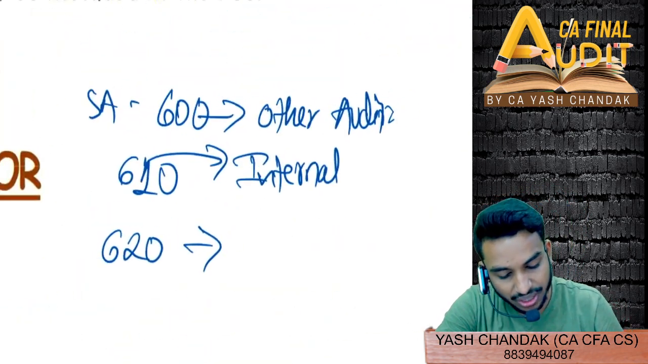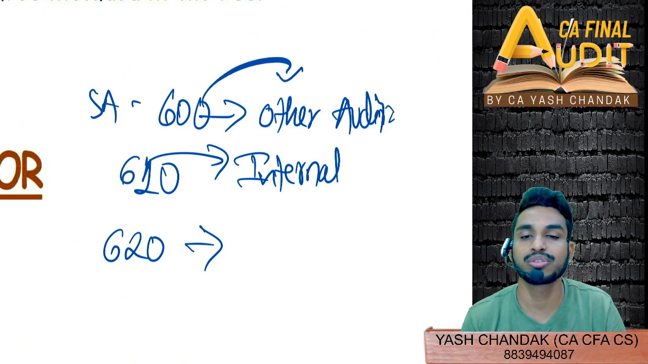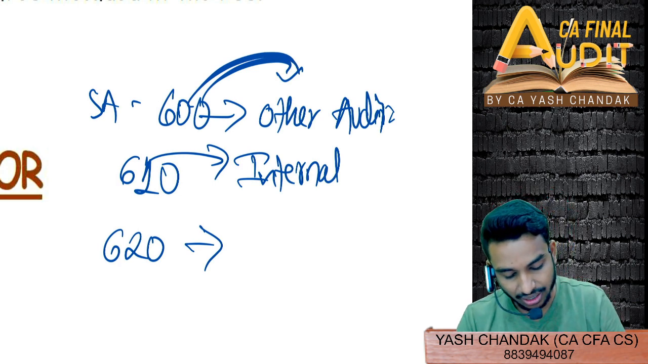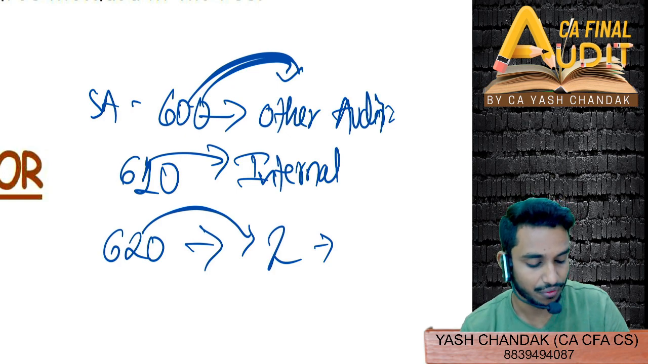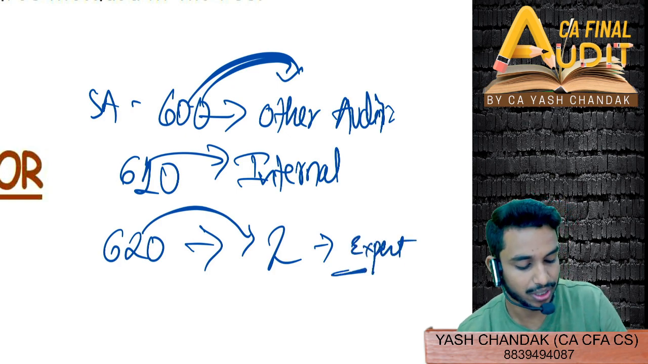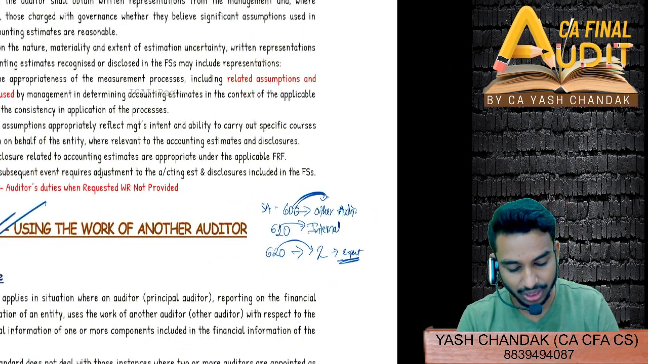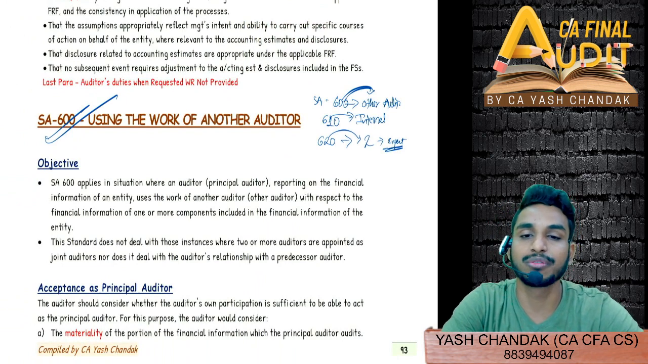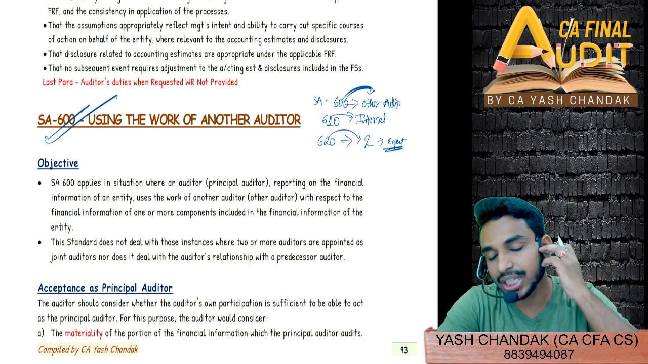Yes, so I was saying that in 600, 0 looks like O, so other auditor. In 610, 1 looks like I, therefore internal auditor, and 2 looks like a snake. Our 620 is using the work of an expert, and an expert will be any person other than the auditor, obviously, and whether the auditor can use the work of an expert as well. Okay. So we'll start with SA 600, using the work of another auditor.